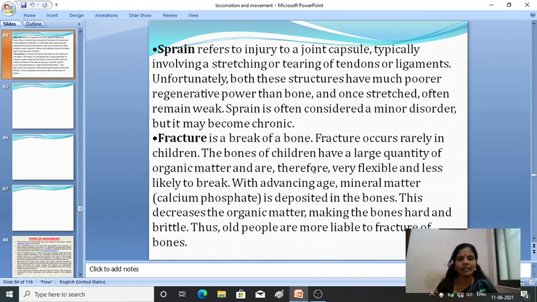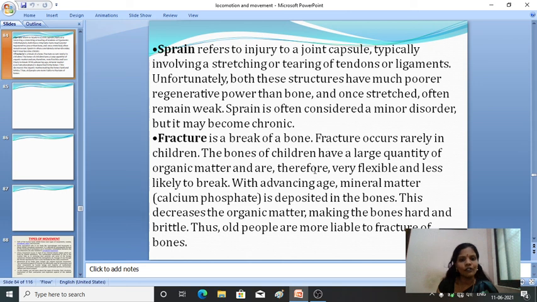Next, sprain and fractures. Sprain refers to injury to the joint capsule, typically involving the stretching and tearing of tendons and ligaments. Generally a sprain occurs if the tendons and the ligaments tear while stretching, then the sprain will occur. Injury happens.